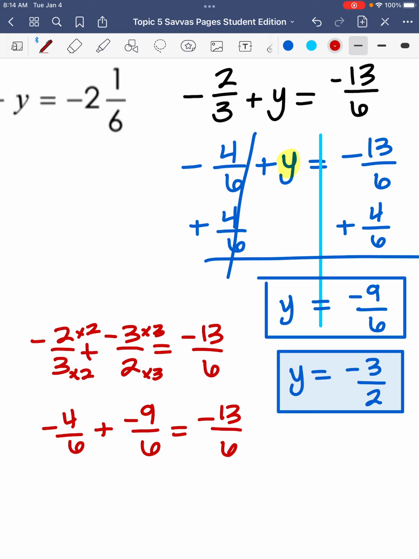Okay, so now because everything has the same denominator, I'm just focused on my numerators. So negative 4 plus negative 9. Well, they're two negative numbers, so I'm going to add them together and keep it negative. Negative 4 plus negative 9 is indeed negative 13. So I have negative 13 over 6 equals negative 13 over 6. The same thing on both sides, so I know my answer is correct.